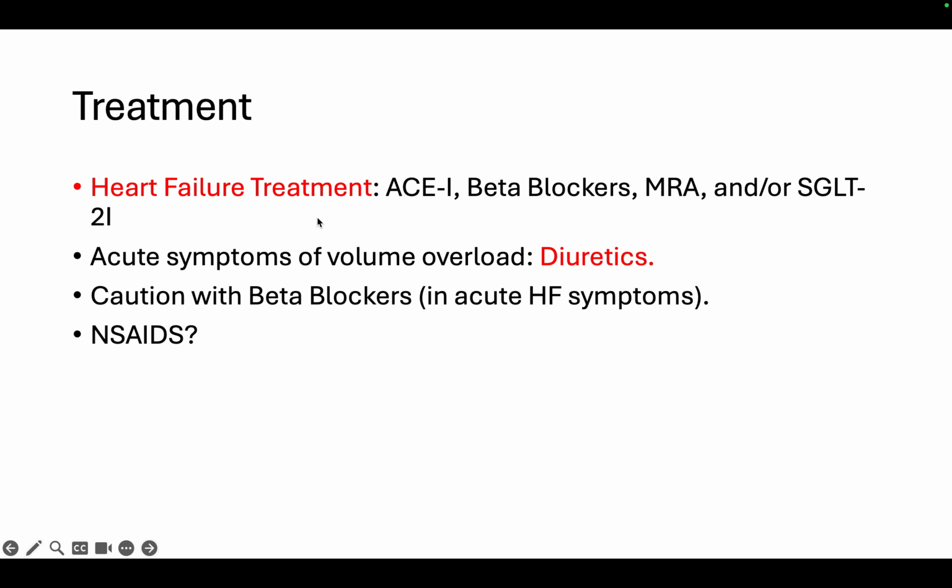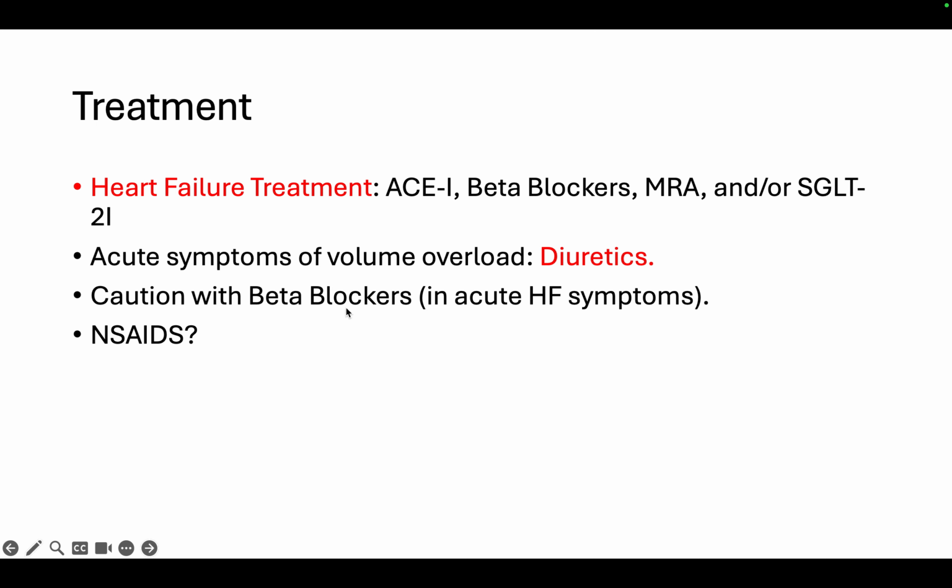Your typical big four drugs that decrease mortality in heart failure are your ACE inhibitors, your beta blockers, your MRA or spironolactone, and your SGLT2 inhibitors. You need to know these for heart failure, not so much for dilated cardiomyopathy. And then, like I said, if they're volume overloaded, you probably want to diurese them.